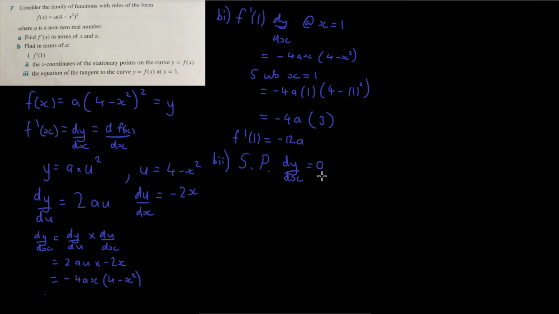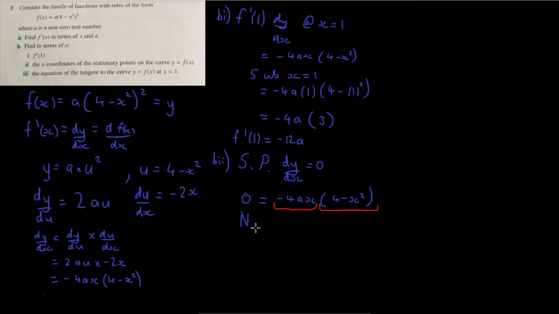We're just subbing in 0 for dy/dx and solving for x. That's not too bad at all. Okay, let's do that. 0 equals negative 4ax, open bracket, 4 minus x squared. Oh, this is actually something that's really nice. We've got a function of x multiplied by another function of x.